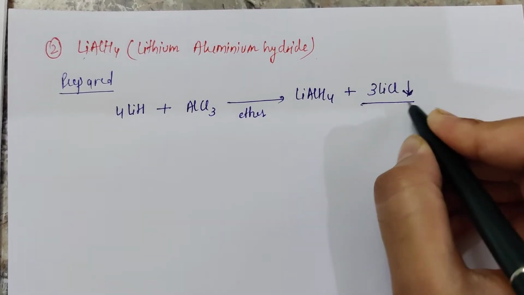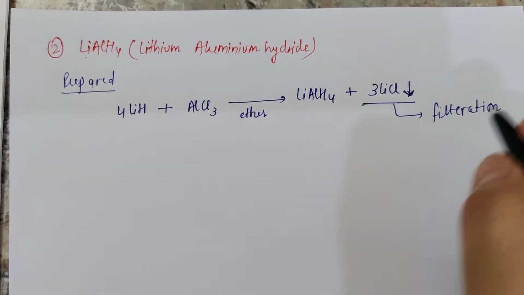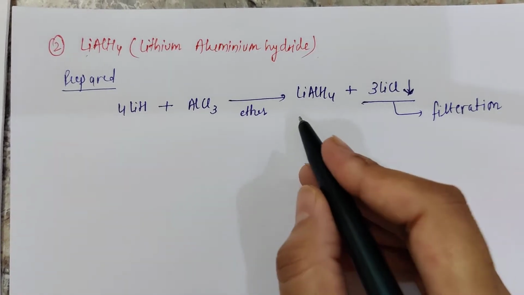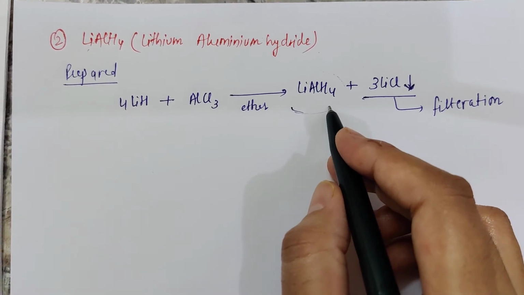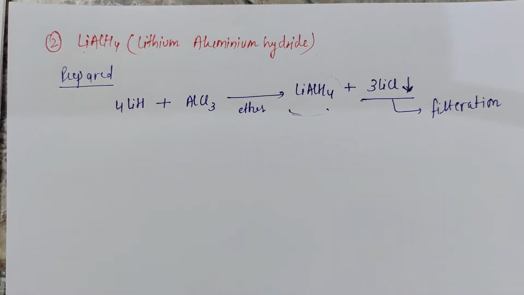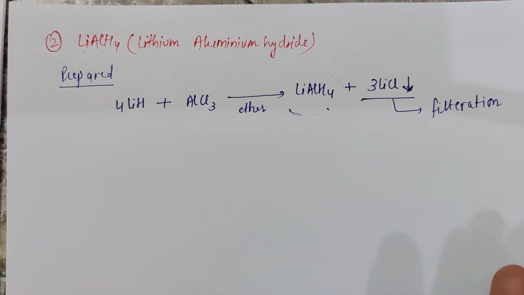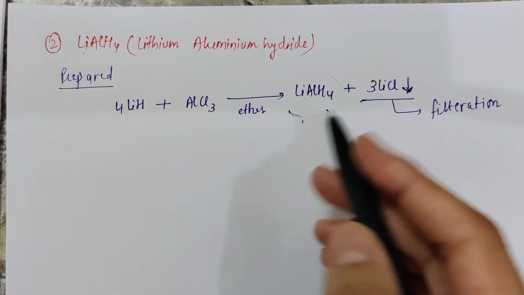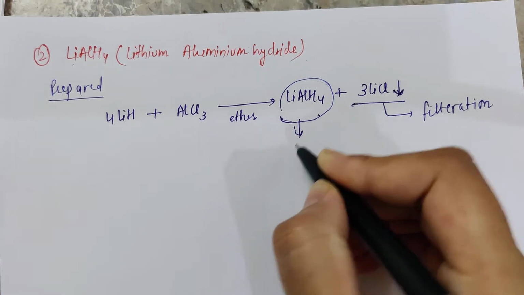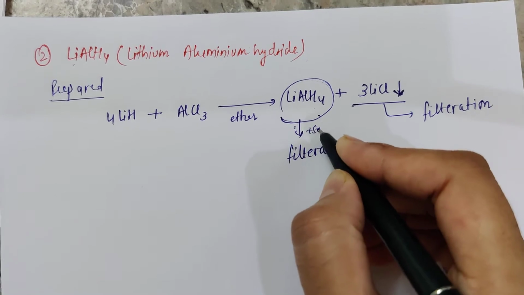and it is removed by filtration, and the filtrate will have our solvent and our lithium aluminium hydride. So the solvent removal is carried out in the absence of air and carbon dioxide to get the lithium aluminium hydride, which is our reducing reagent. Okay, so this lithium aluminium hydride will be present in the filtrate. Filtrate will have this plus solvent.